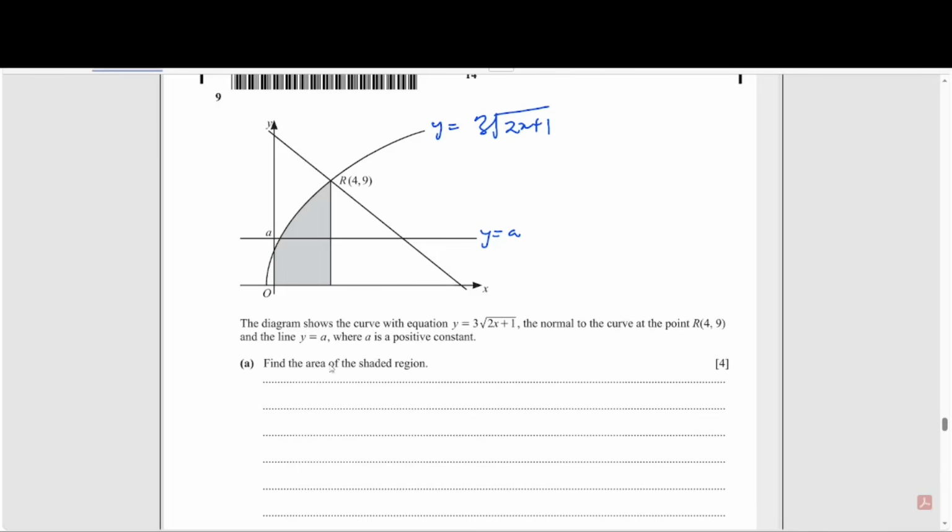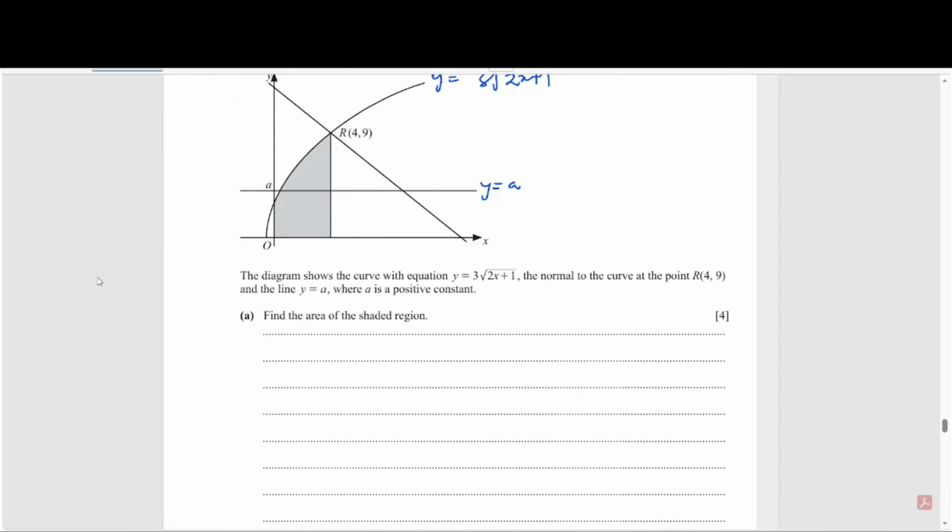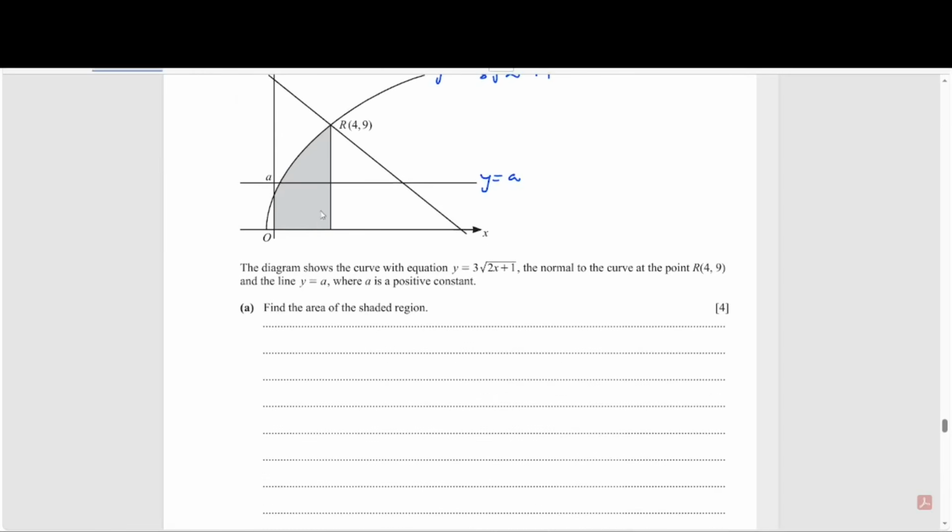We have to find the area of the shaded region. So we see that the shaded region is found below the curve y equals 3 root of 2x plus 1, and also between the x values 0 and 4. Remember, the point is (4, 9), so the x coordinate of this point is 4. So here is 4, and then up here is 9. But what we really need at this point are these two values on the x-axis.